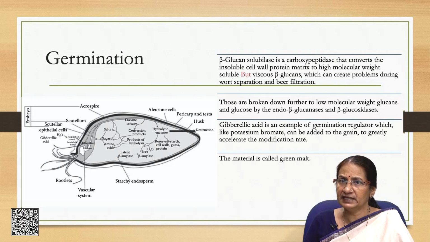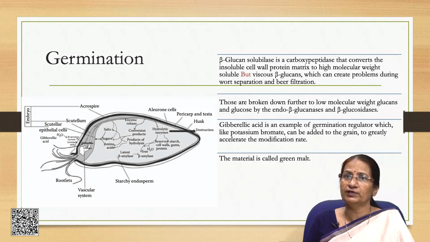Beta-glucan solubilase is a carboxypeptidase that converts the insoluble cell wall protein matrix to high molecular weight soluble but viscous beta-glucans, which can create problems during wort separation and beer filtration. Those are broken down further to low molecular weight glucans and glucose by the endo-beta glucanases and beta glucosidases. These enzymes develop slowly in the malting process and are slightly sensitive to gibberellic acid.